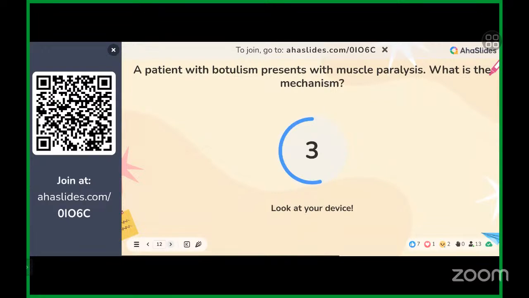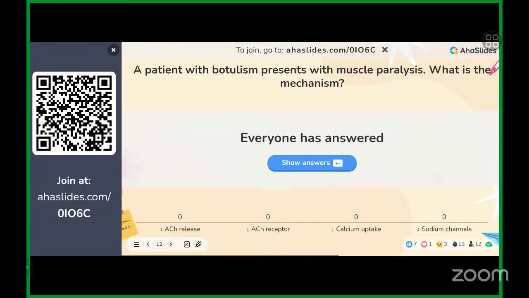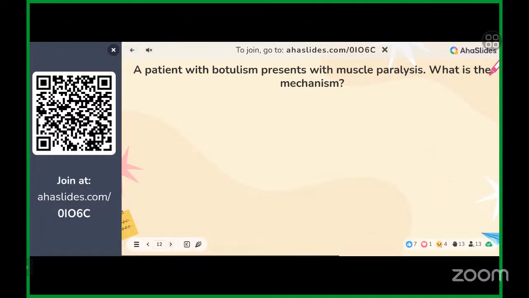Okay, here's your sixth one. A patient with botulism presents with muscle paralysis. So, what is the mechanism? Easy one. The presynaptic terminal is sabotaged. Right, it is due to decrease in ACh release. I think the difference in the type of paralysis is also important in this type of question.